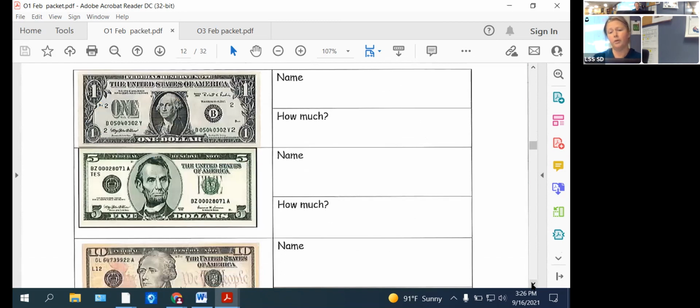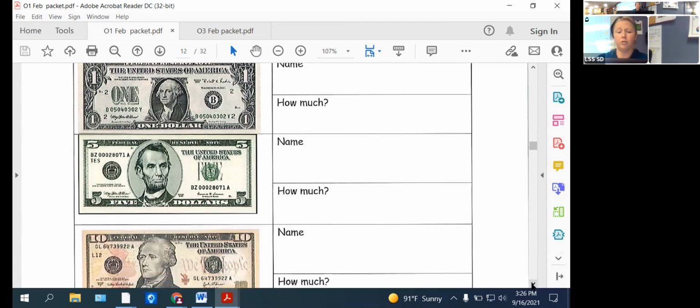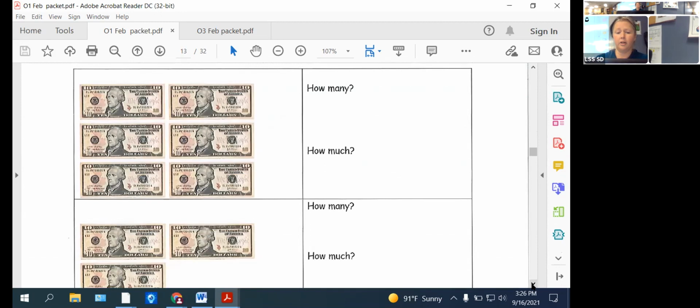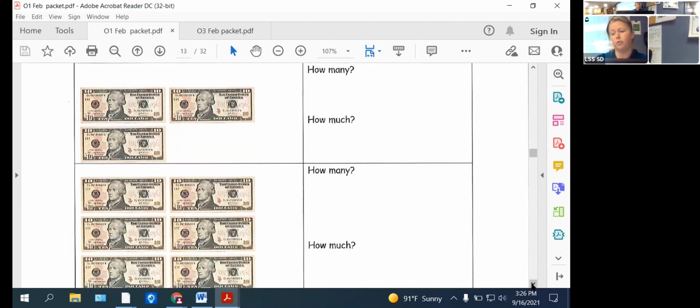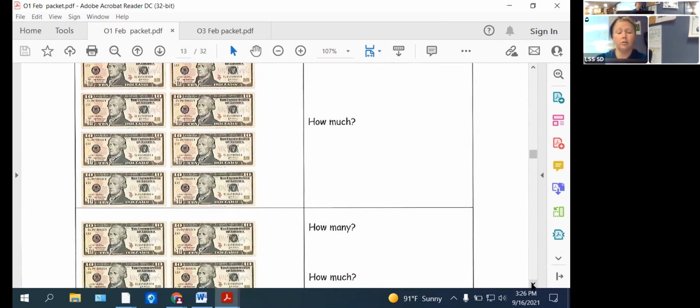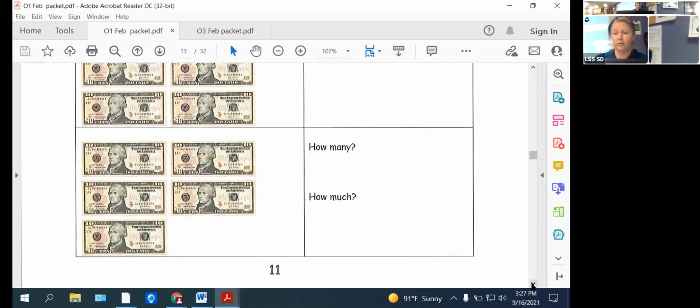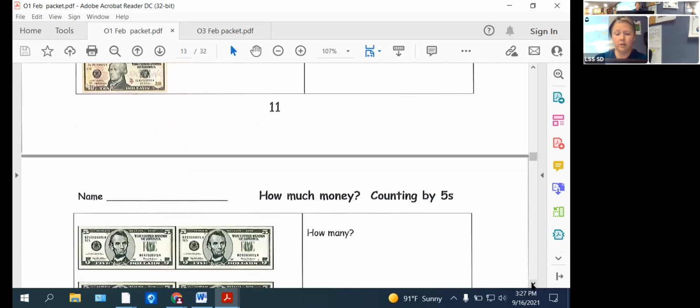So we even talked about money for a little bit. How much is a $1 bill? How much is a $10 bill? We practiced adding 10s, 5s, 20s and 1s. We didn't go past that so much, just some very basic math skills.